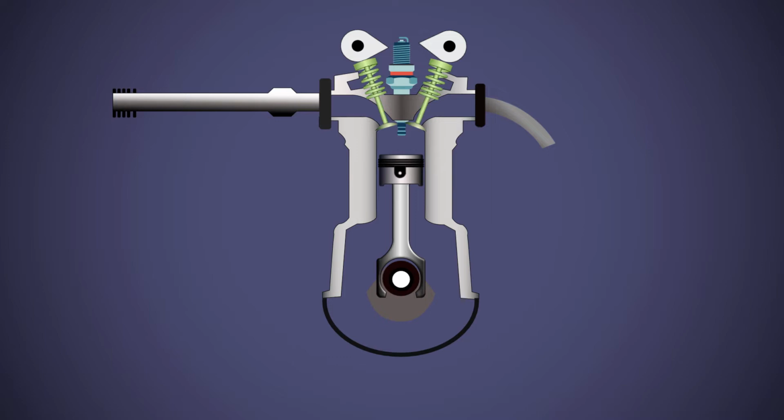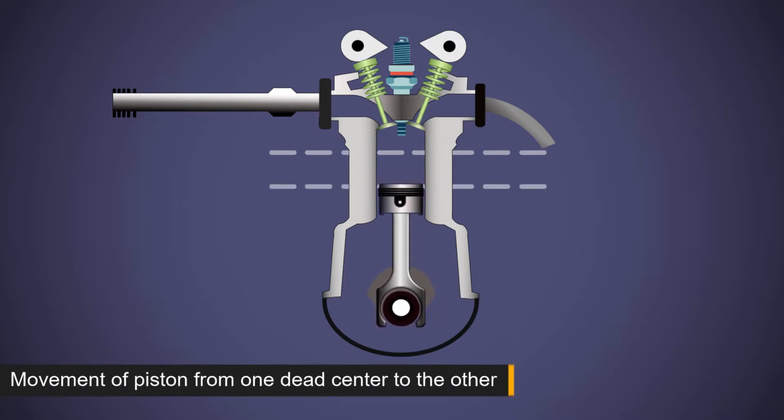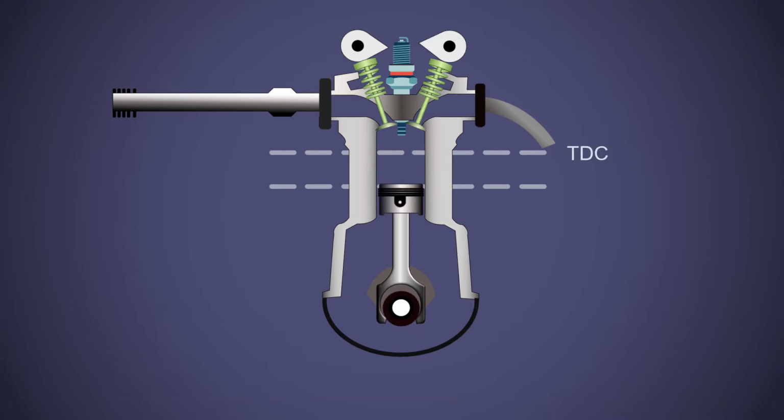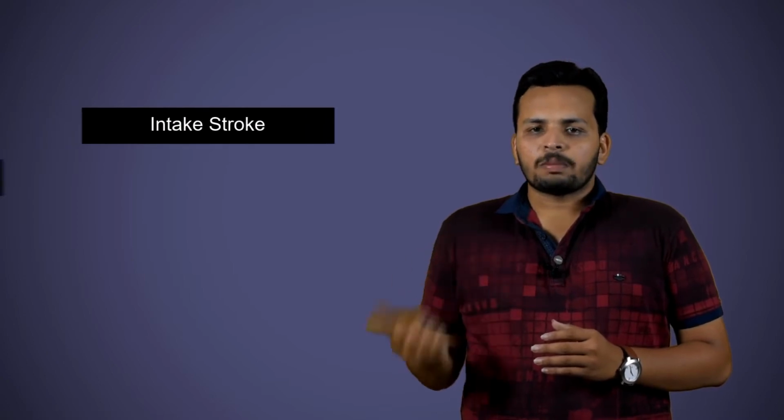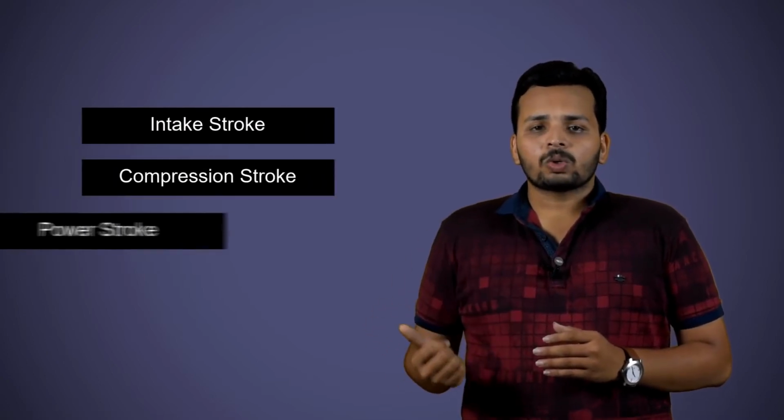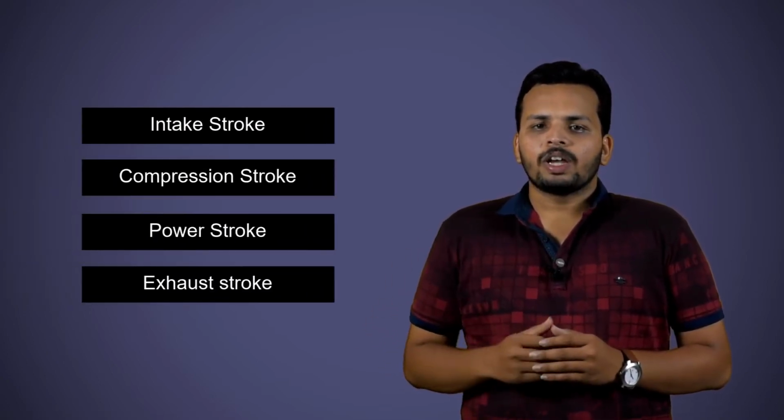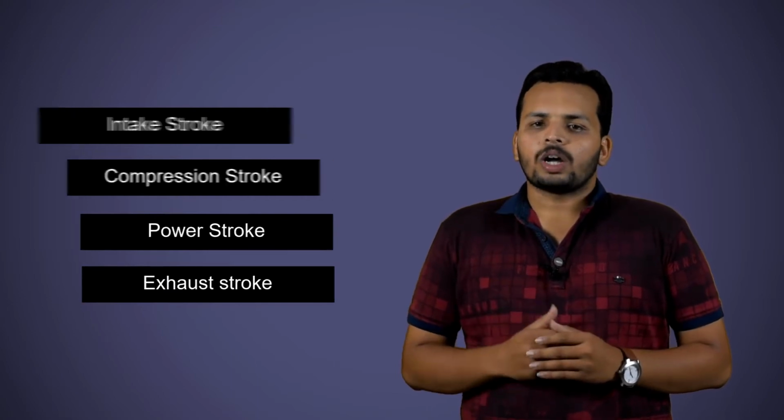This type of engine has 4 strokes. A stroke means the movement of the piston from one dead center to another dead center. For example, if it moves from top dead center to the bottom dead center, it is considered as 1 stroke. Here we have 4 such strokes. They are called intake stroke, compression stroke, power stroke and exhaust stroke. Let us understand each stroke now.